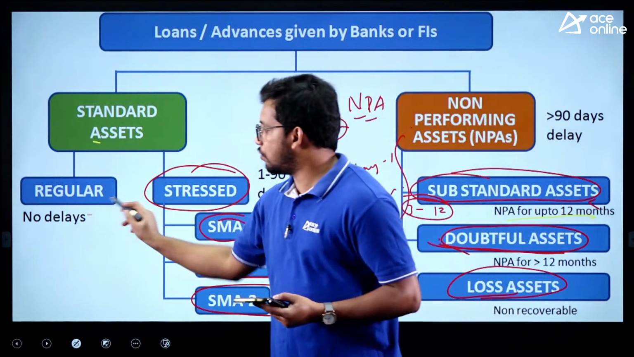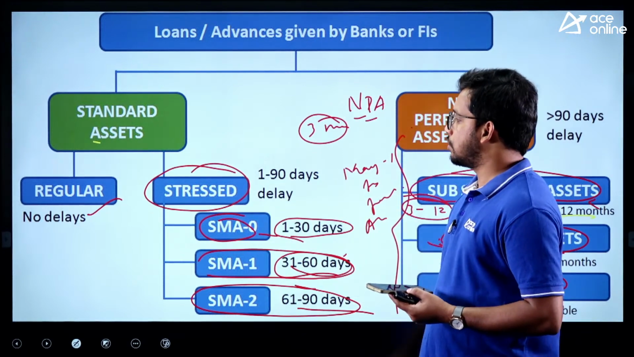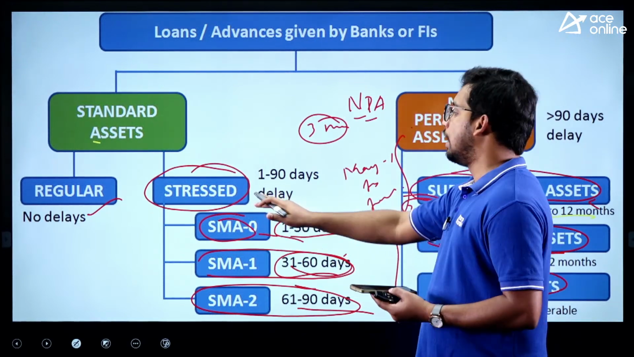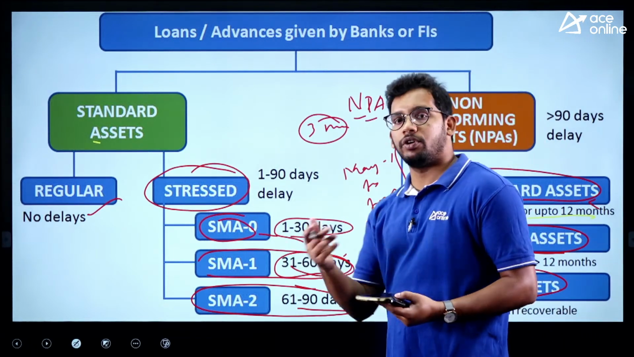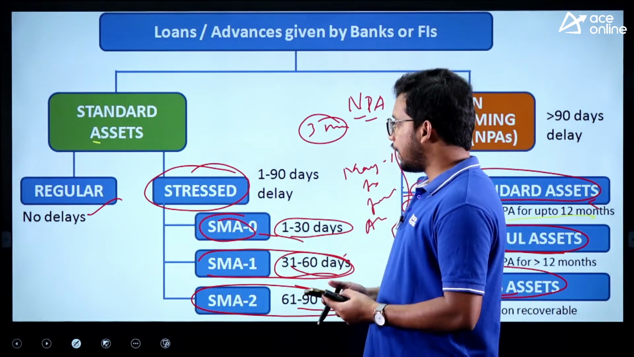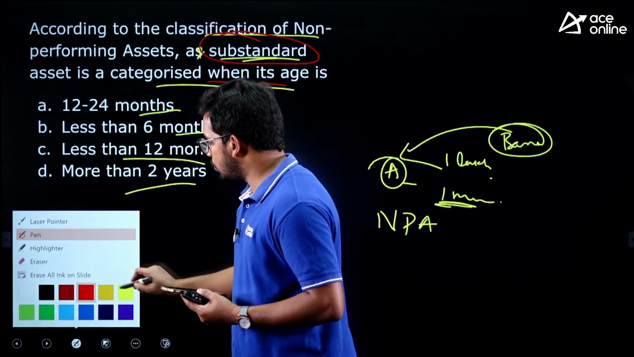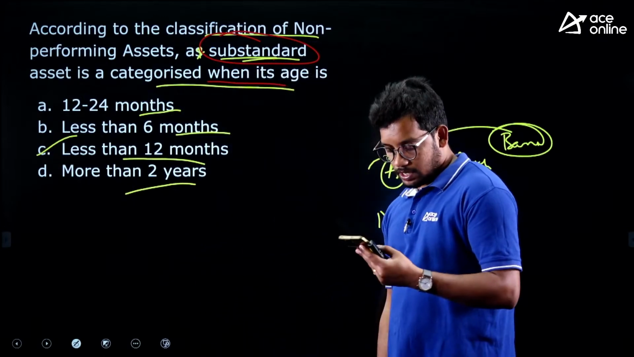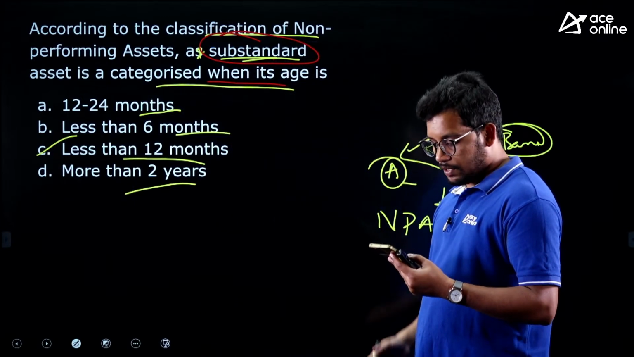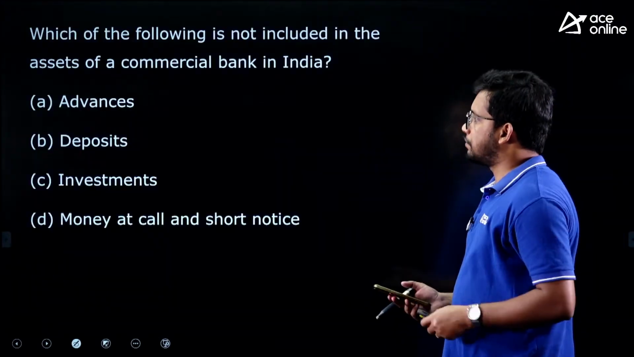If you are paying at the proper regular intervals, it is a normal asset. So an asset becomes stressed from the day you do not pay on the due date. Right? So I hope this is clear. And yes, for the previous question, the answer is less than 12 months. So Satyanarayana, Syed, Jahnavi, all 3 of you are correct. Yeah, so this is the classification.